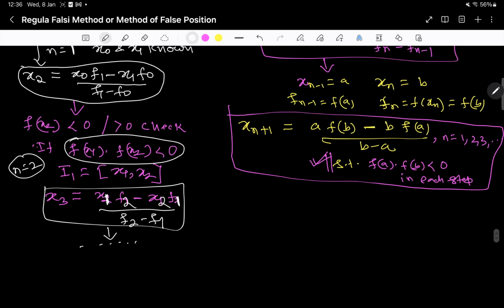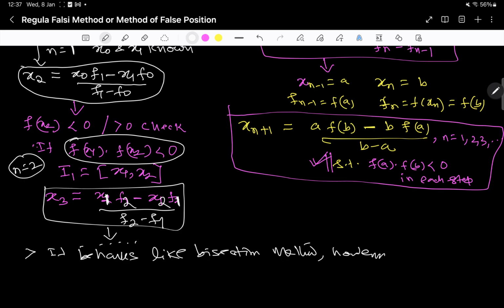So this method behaves like the bisection method, but the strategy is different.